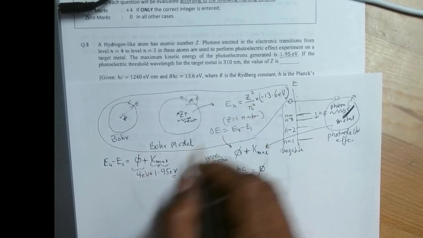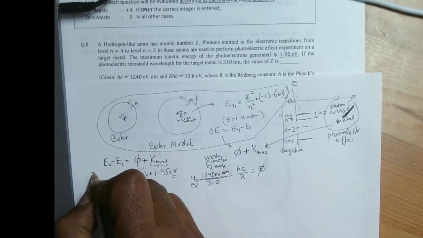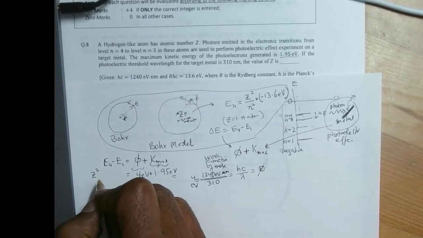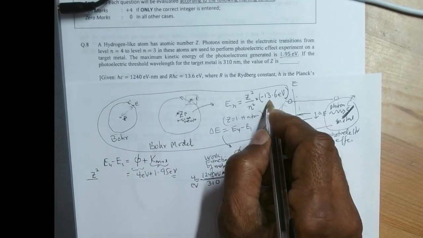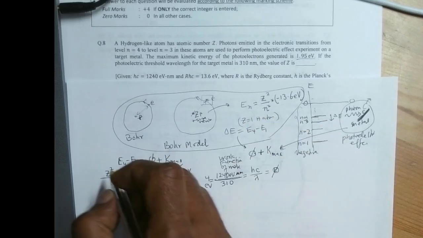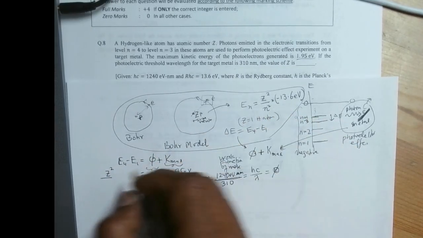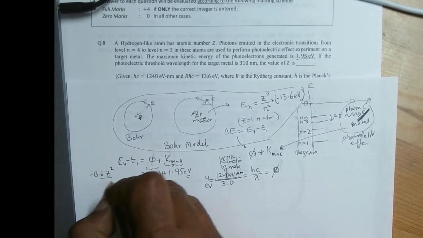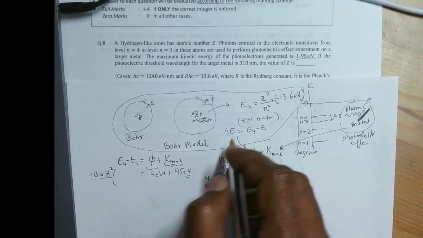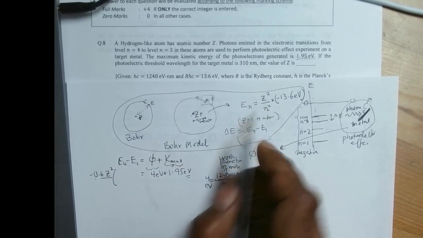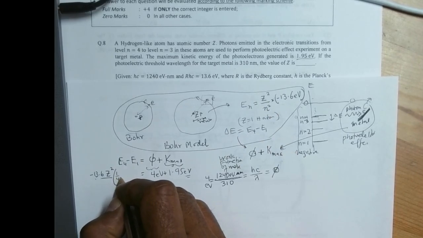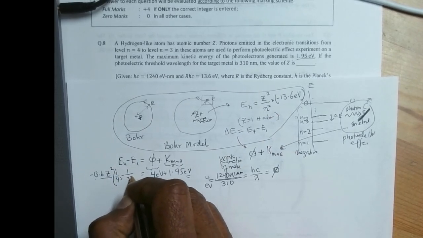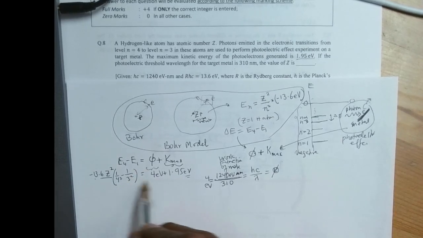On the other side, we have Z squared times minus 13.6 times 1 over 4 squared minus 1 over 3 squared. So now the only thing not known is Z squared, and then I have to just work it out.